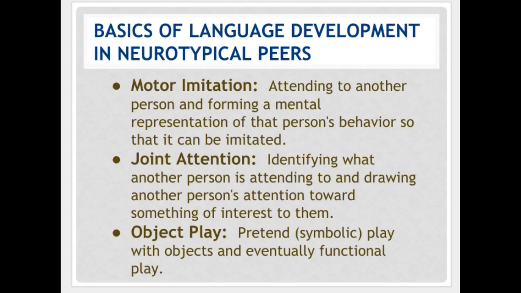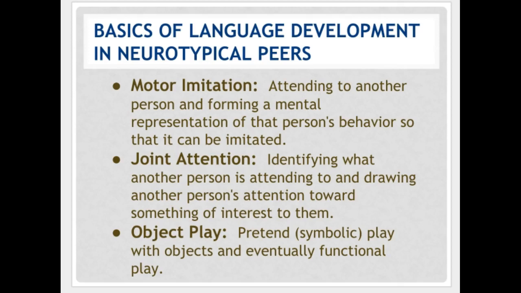So some terms that we need to have in our vocabulary for developing language skills are the words like motor imitation, joint attention, and object play. And you can see the definitions for those here. So we've already talked about motor imitation, that waving bye-bye is imitating a motor skill.